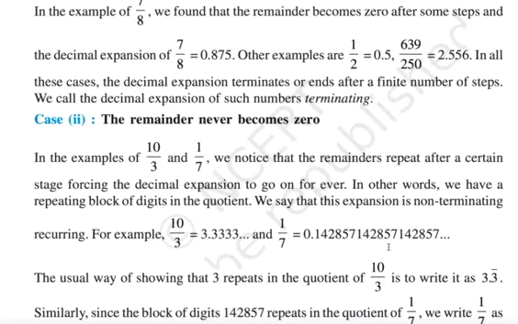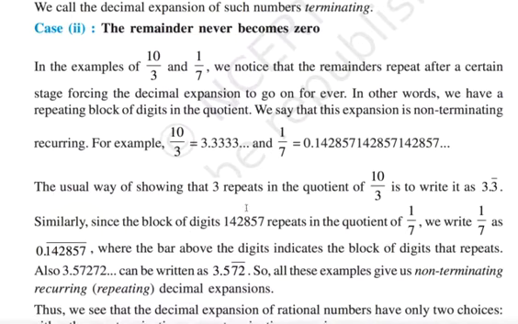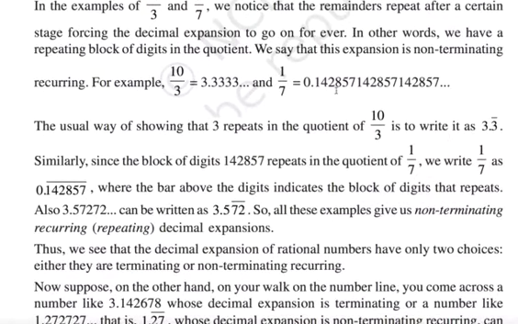In the examples 10 by 3 and 1 by 7, we notice that the remainders repeat after a certain stage, forcing the decimal expansion to go on forever. In other words, we have a repeating block of digits in the quotient. We say that this expansion is non-terminating, recurring or repeating. The usual way of showing that 3 repeats in the quotient is to put a bar: 3.3 with a bar. Similarly, here 142857 is repeating, so put a bar on top of it, where the bar above the digits indicates the block of digits that repeats.